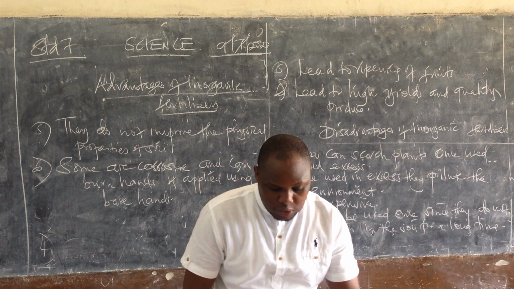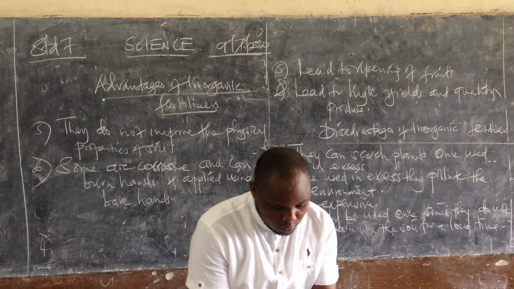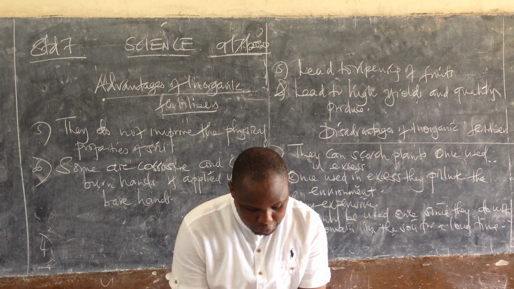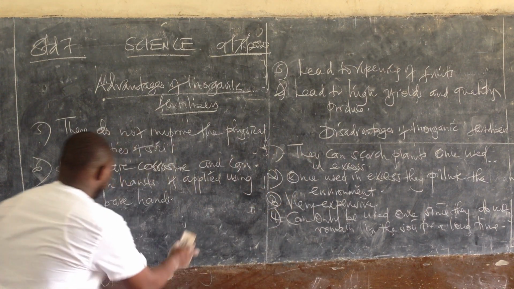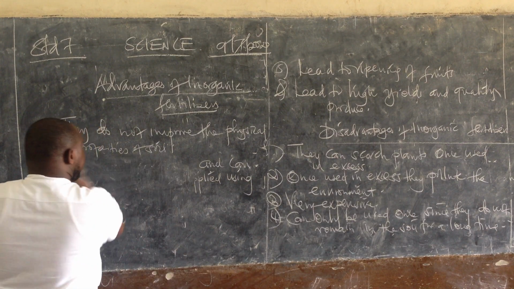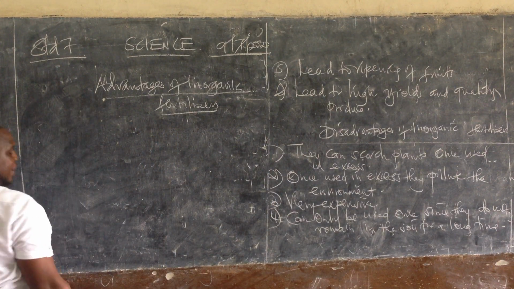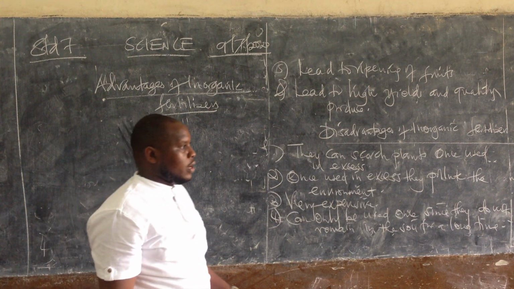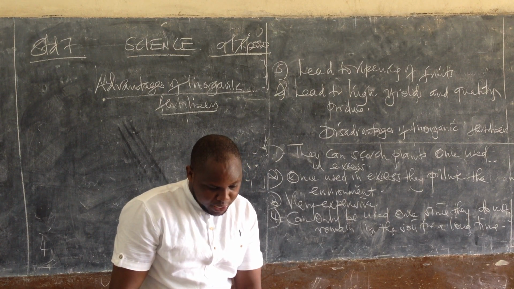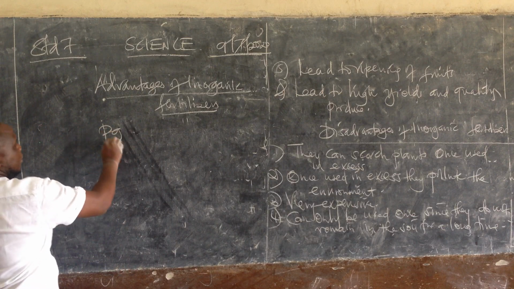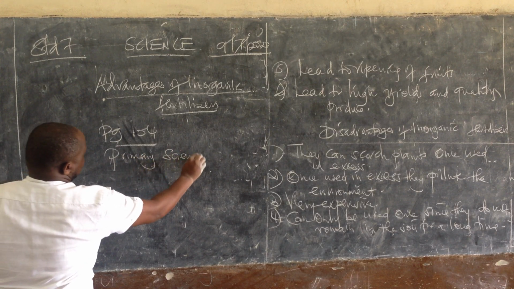So I want to give you some work on that particular topic. I want you to open your books, the Primary Science course book. It is very important that we take our work from there, and any other book apart from this becomes a reference book or revision material. Look at page 104, Primary Science book 7.